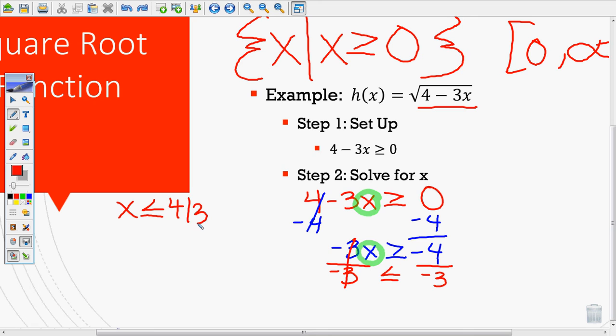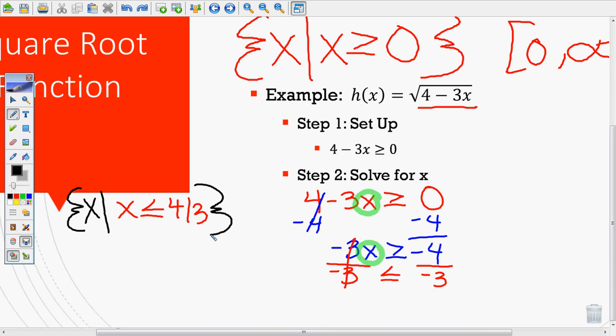So this is my inequality. If I wanted to transform my inequality to set builder, I would take my brace, x such that x is less than or equal to 4/3, close my brace. On the problem, it'll tell you which way it wants your domain written. If it says write in set builder, boom.